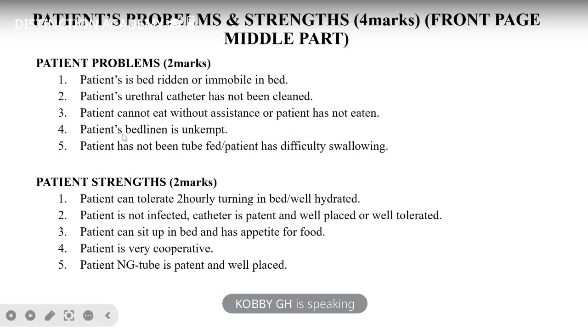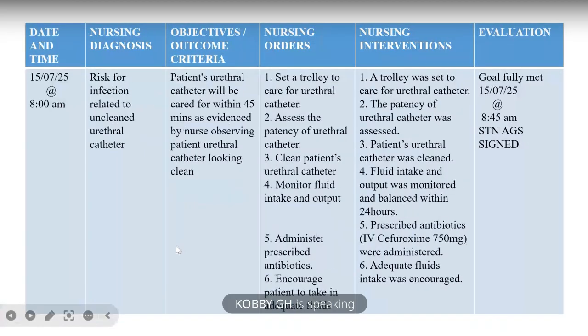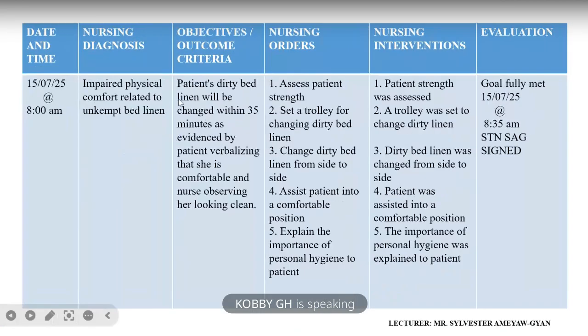Patient bed linen is unkempt. Okay. This is how you write the diagnosis. Impaired physical comfort related to unkempt bed linen. Patient dirty linen would be changed within 35 minutes, as evidenced by patient verbalizing that she is comfortable and nurse observing her looking clean. Now, the strength.